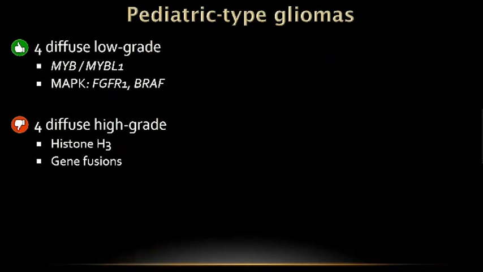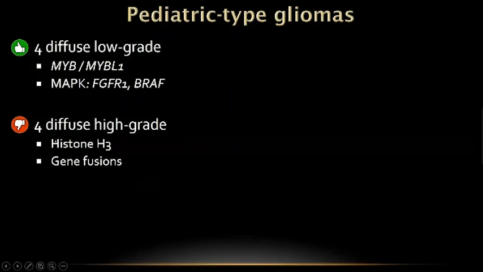So next I move to pediatric type gliomas. So these, we have really advanced our molecular understanding since the prior classification. And so these have actually gotten a little bit more complex, but as I said, it's evolving. The diffuse gliomas, again, these are the infiltrative, poorly defined ones. So we have 4 low grade, 4 high grade, and a number of different molecular pathways that have been linked.